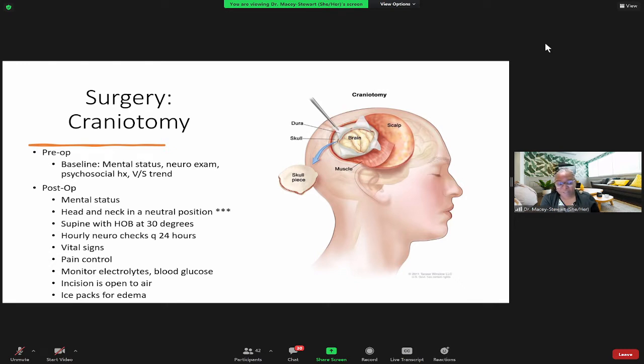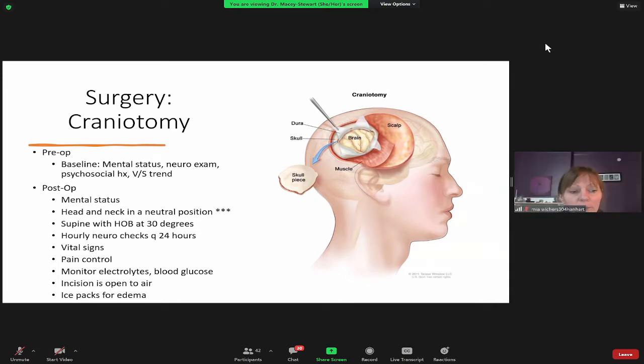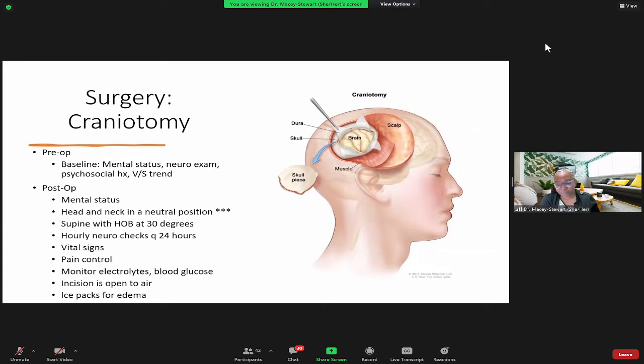Post-op in the PACU, you're going to be doing neuro checks. Neuro checks in the recovery room, immediately after surgery. We'll start off every 15 minutes and then every hour. When the patient gets to the floor, you will initially be doing it every 4 hours, and then it'll progress to every 24 hours as the patient improves.